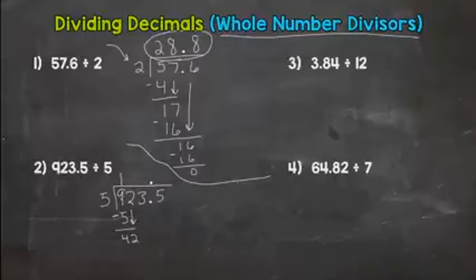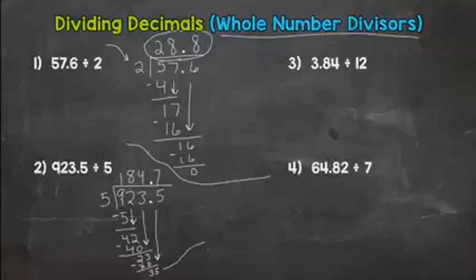Got to think of my 5 facts here. How many groups of 5 can I pull out of 42? How close can I get? Well, 8. That gets me to 40. 8 times 5 is 40. Subtract, I get 2. Bring down my 3. All right, 23 divided by 5. How many groups of 5 out of 23? 4. 4 times 5 is 20. Running out of room here. You get 3. Bring down my 5. And then wrap it up with 35 divided by 5, which is 7.